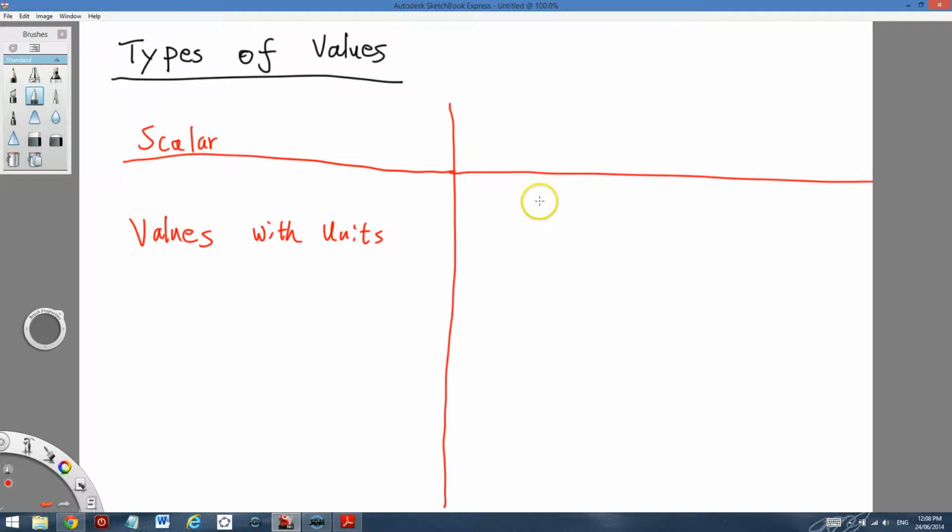Now, there's another type of value. We call it the vector. We call it the vector quantities or vector measurements. They are very similar. They are values with units, also with, let's say plus, a direction.